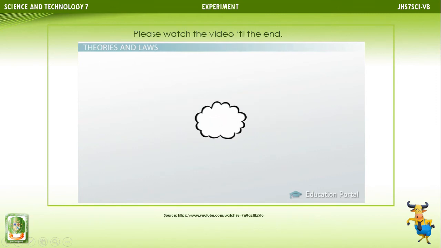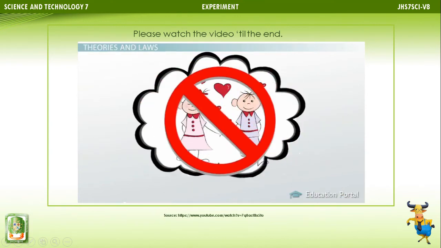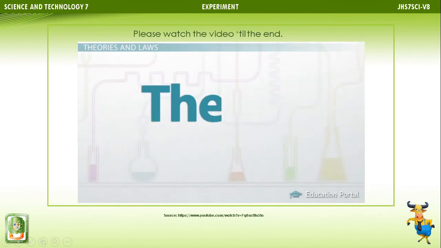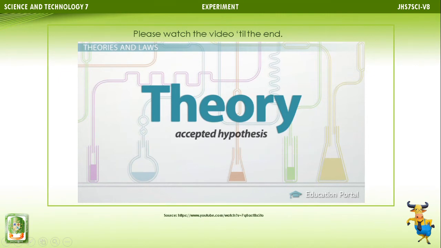I might have a theory that my friend Jackie is going to ask her classmate Jimmy on a date, but that's not the same as a scientific theory. In science, a theory is a statement that is generally accepted as a summary for a hypothesis or a group of hypotheses. You can also call a theory an accepted hypothesis.